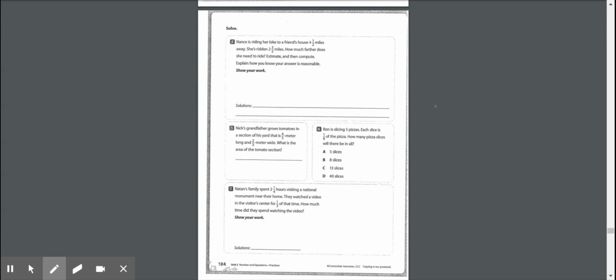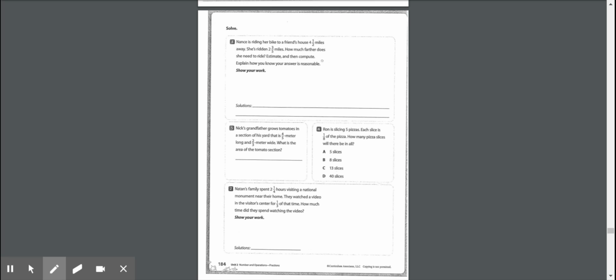Okay, now I'm going to give you some tips on how to solve the problems on page 184. In the first problem, Nance is riding her bike to a friend's house 4.5 miles away. She's ridden 2 3/5 miles. How much farther does she need to ride? Estimate and then compute. Explain how you know your answer is reasonable.